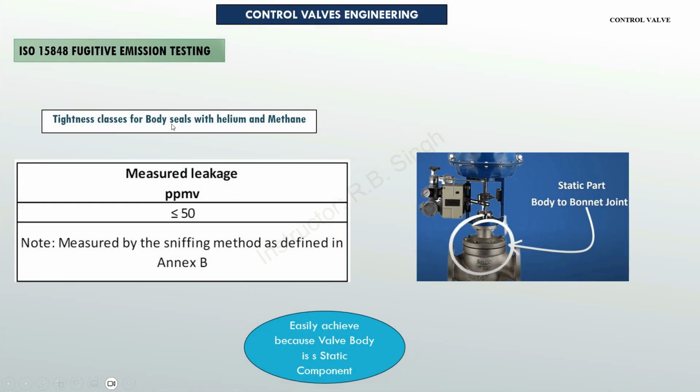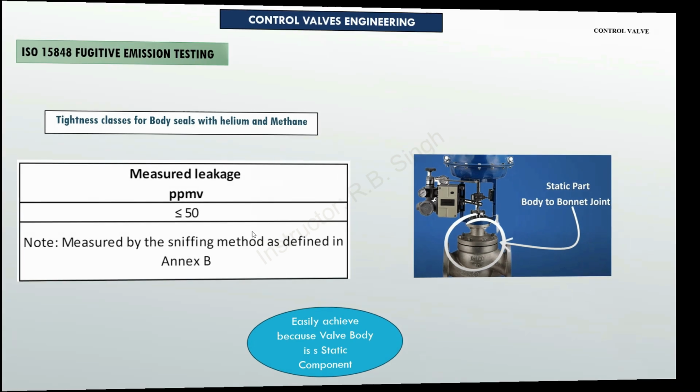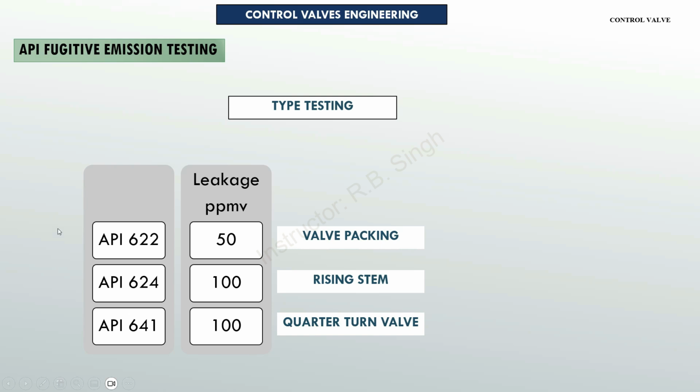Now tightness classes for body seal. Although we know that body seal is a static part, so it can be easily achievable. So with methane, the amount that can pass through the valve body seals is 50 ppmv. API fugitive emission testing is this API 622, which allows 50 ppmv, API 624 allows 100, and API 641 allows 100, which is for quarter turn valves. So this is for API standards, which allow these kinds of values.